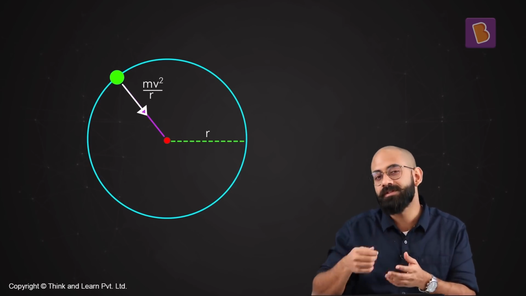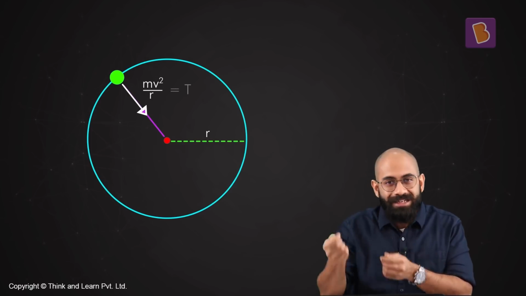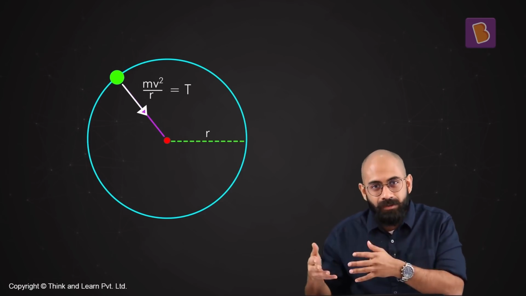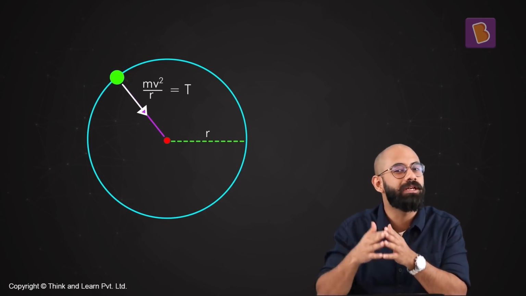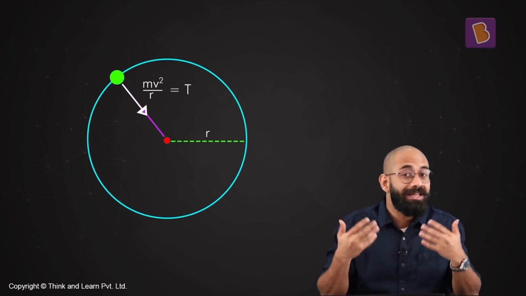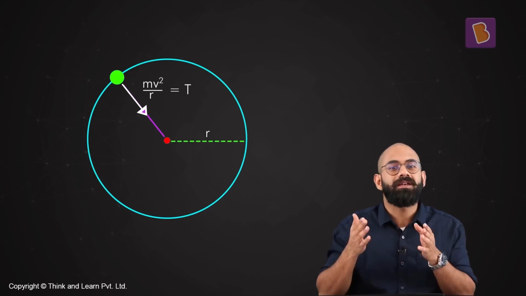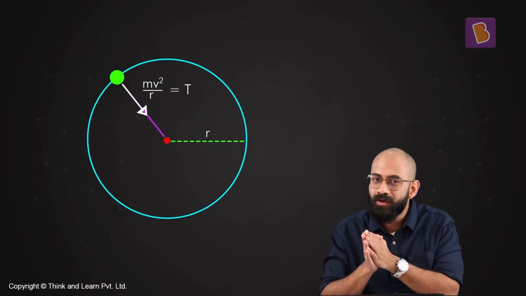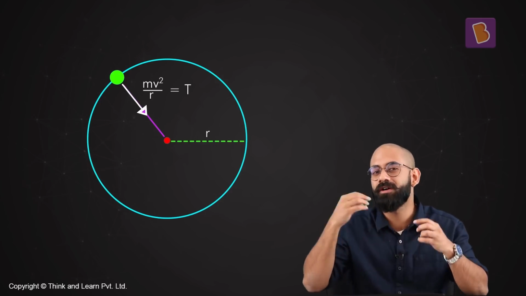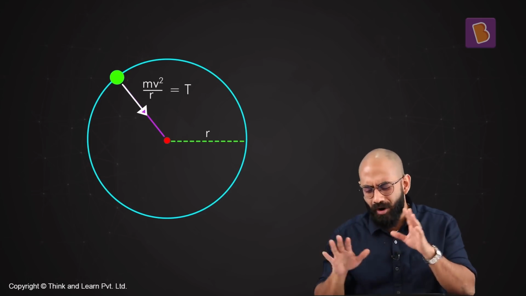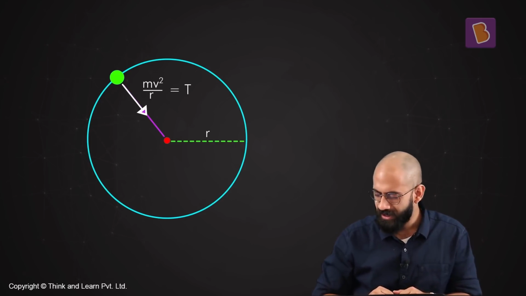Like in this case, if it's a string that's pulling the stone, then tension is the centripetal force, right? Tension is the force, and it's centripetal because it's constantly pulling it toward the center. It can be gravitational, it can be electrostatic, it can be any type of force. But if that force is always pulling an object toward the center, then we call it a centripetal force. Okay, these are the broad types of forces that we see.